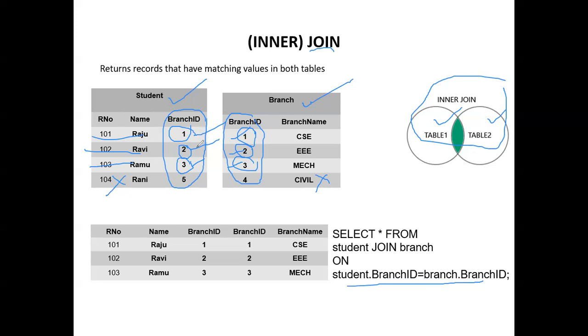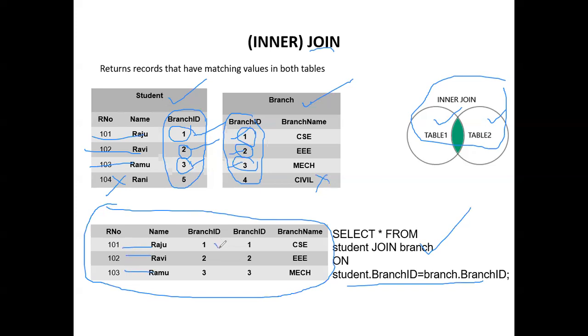So here, for three records, only the first three records have matching values in both tables. A new table is created whenever you execute this SQL statement. Now the new table has only three rows, 101, 102, 103. Branch ID is common to both tables. So we are creating this table from the student and branch tables with a join statement.